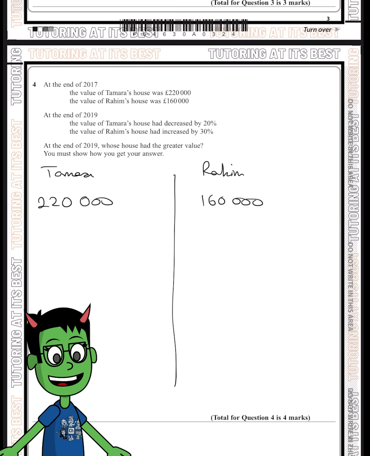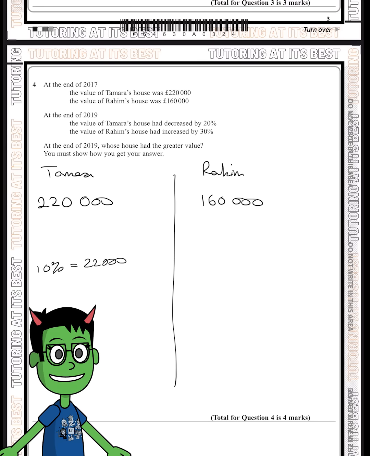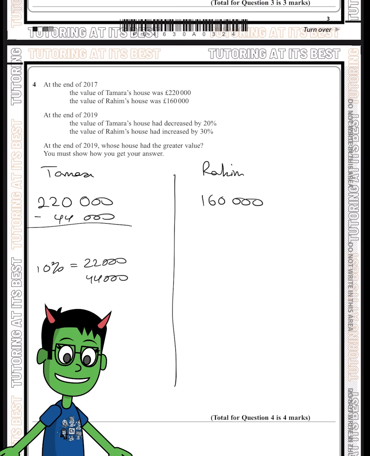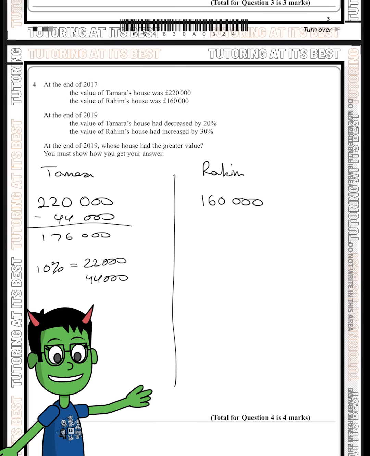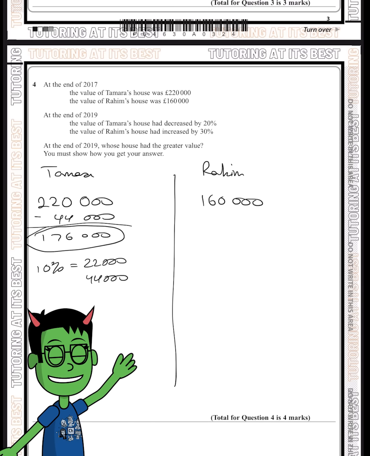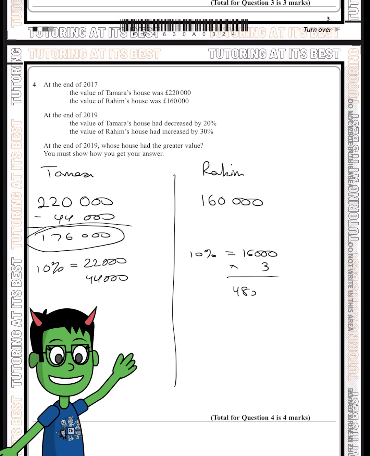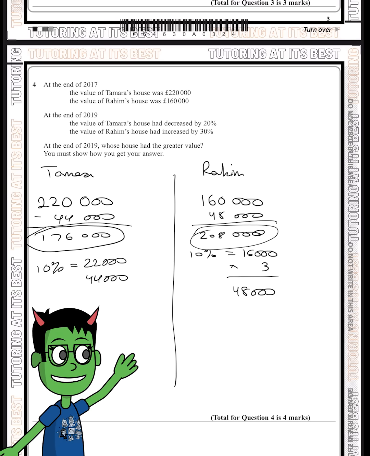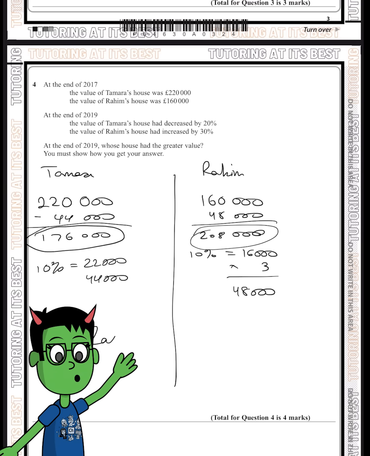Tomorrow's decreased by 20%. So we know 10% is 22,000, so 20% would be 44,000. We'll subtract that from this value and we're left with 176,000. However, for Raheem, we know his increased by 30%. So we'll get 10%, which is 16,000. We'll times that by 3, which is 48,000. And then let's add that on, and that gives us 208,000. So altogether, we know that Raheem's house has greater value.